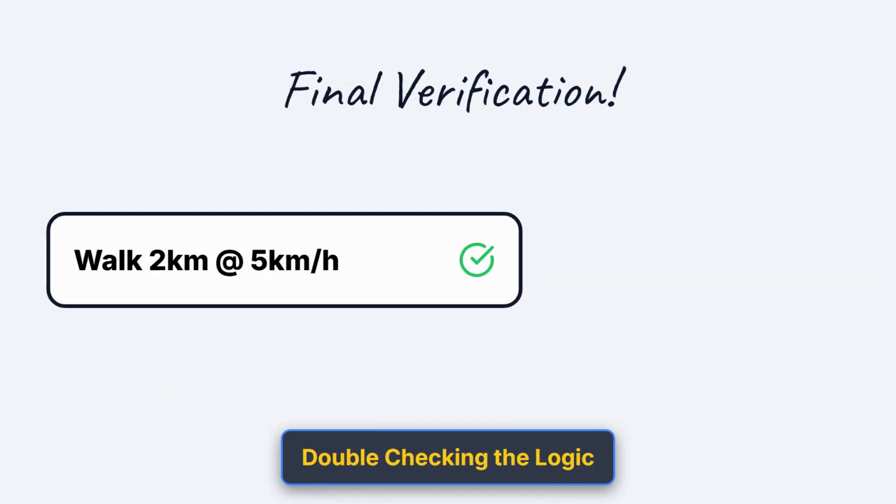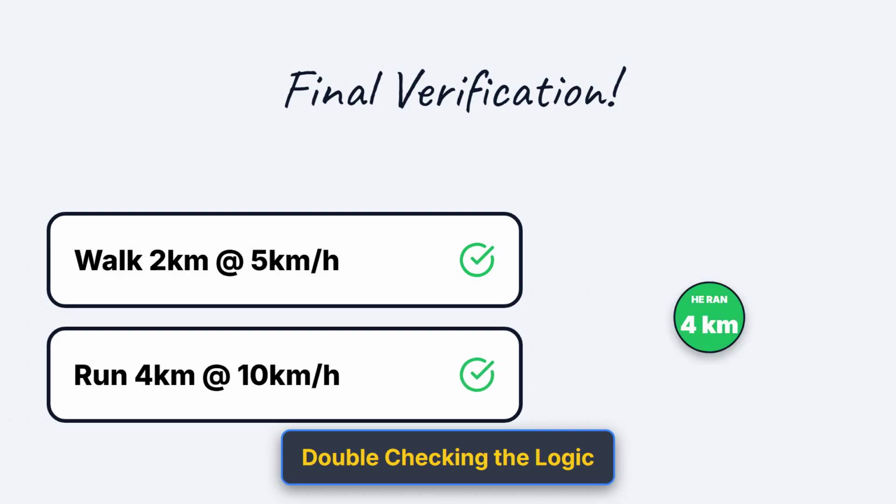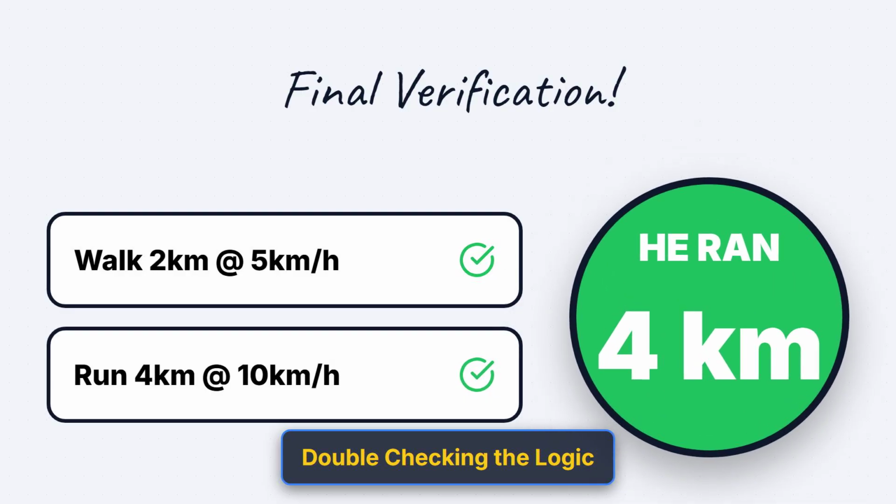Never skip the verification step. Let's check our work to be absolutely certain. Time to run 4 kilometers at 10 kilometers per hour is 4/10, or 2/5 hour. Time to walk the remaining 2 kilometers at 5 kilometers per hour is also 2/5 hour. Add them together, 2/5 plus 2/5 equals 4/5 hour. It matches perfectly. He ran a total distance of 4 kilometers.